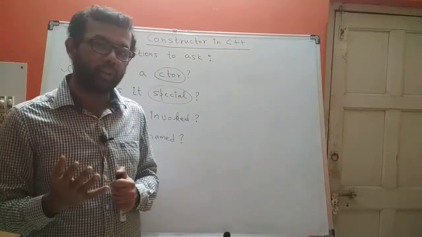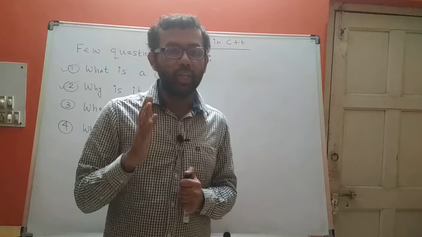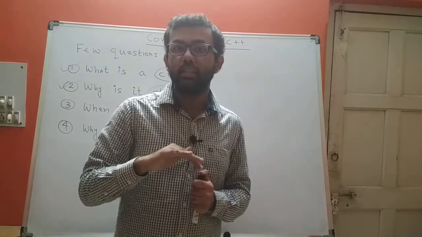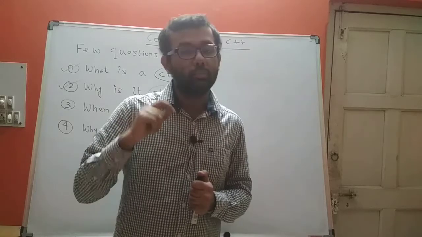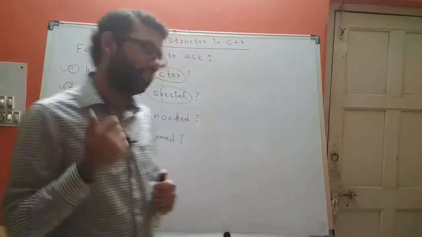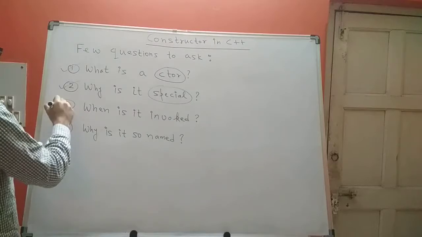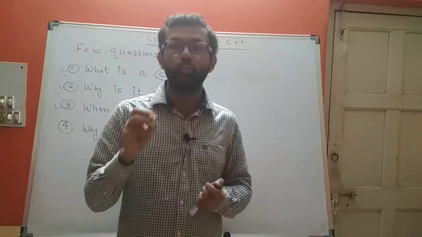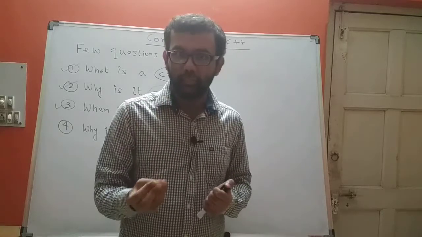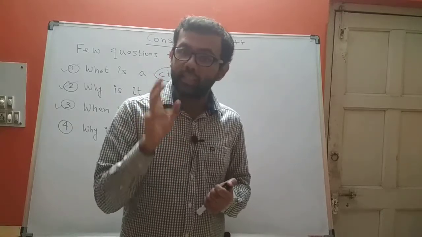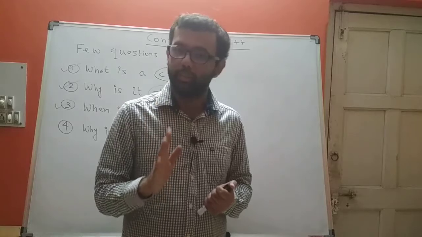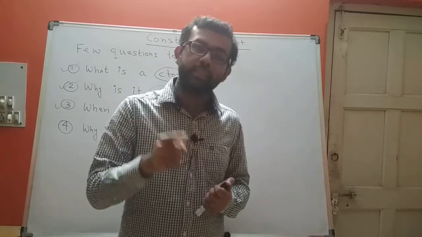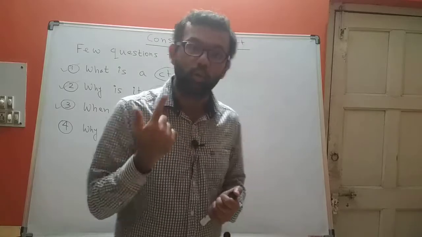You take any member function, you will never have the name of the function be the same as the name of the class. But a constructor is a special member function. Why special? Because it has the same name as the class. Now, the third question is, when is it invoked? When would a constructor be invoked? A constructor would be invoked automatically when an object of the same class as the constructor is created. Remember this, once you instantiate an object of a class, the class's constructor would automatically be invoked.